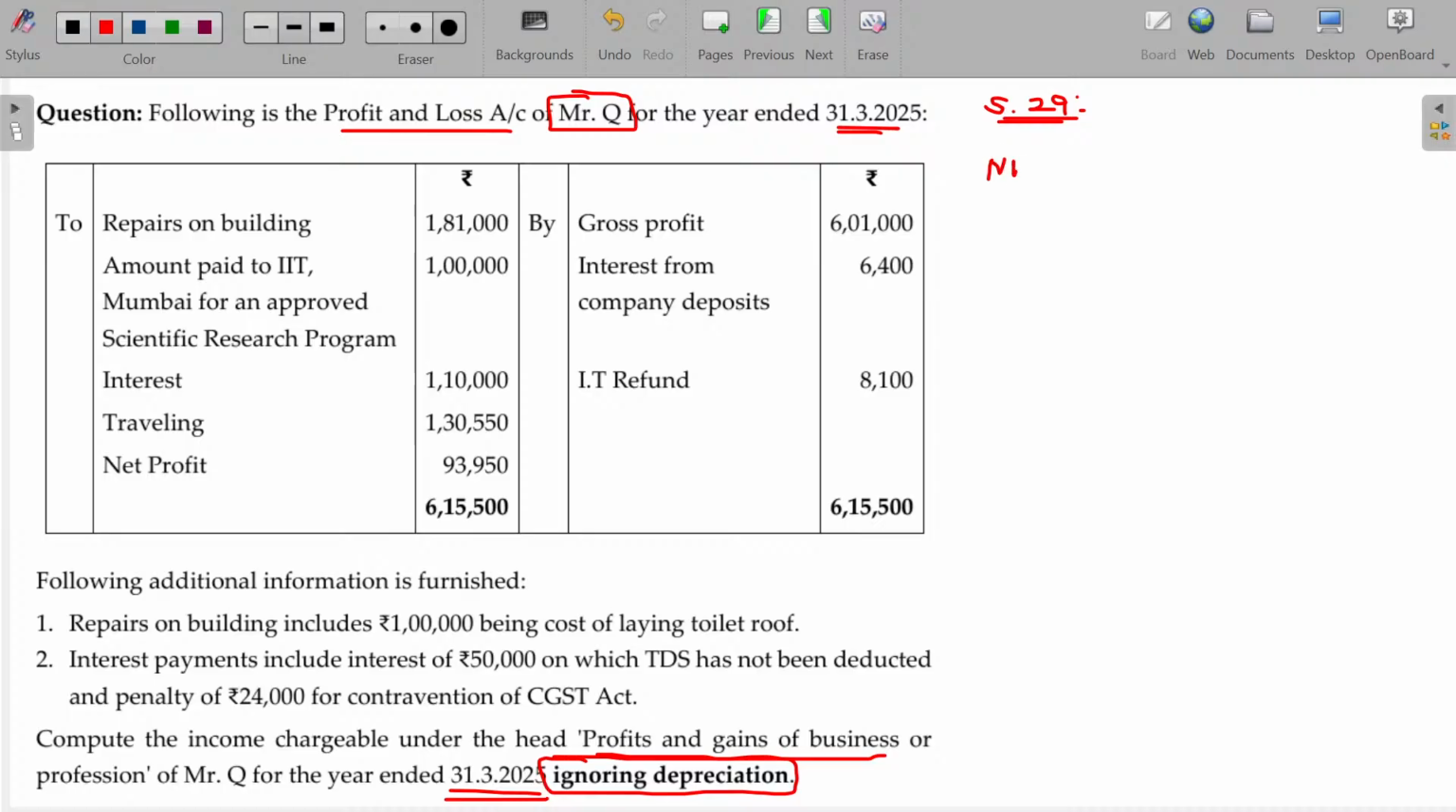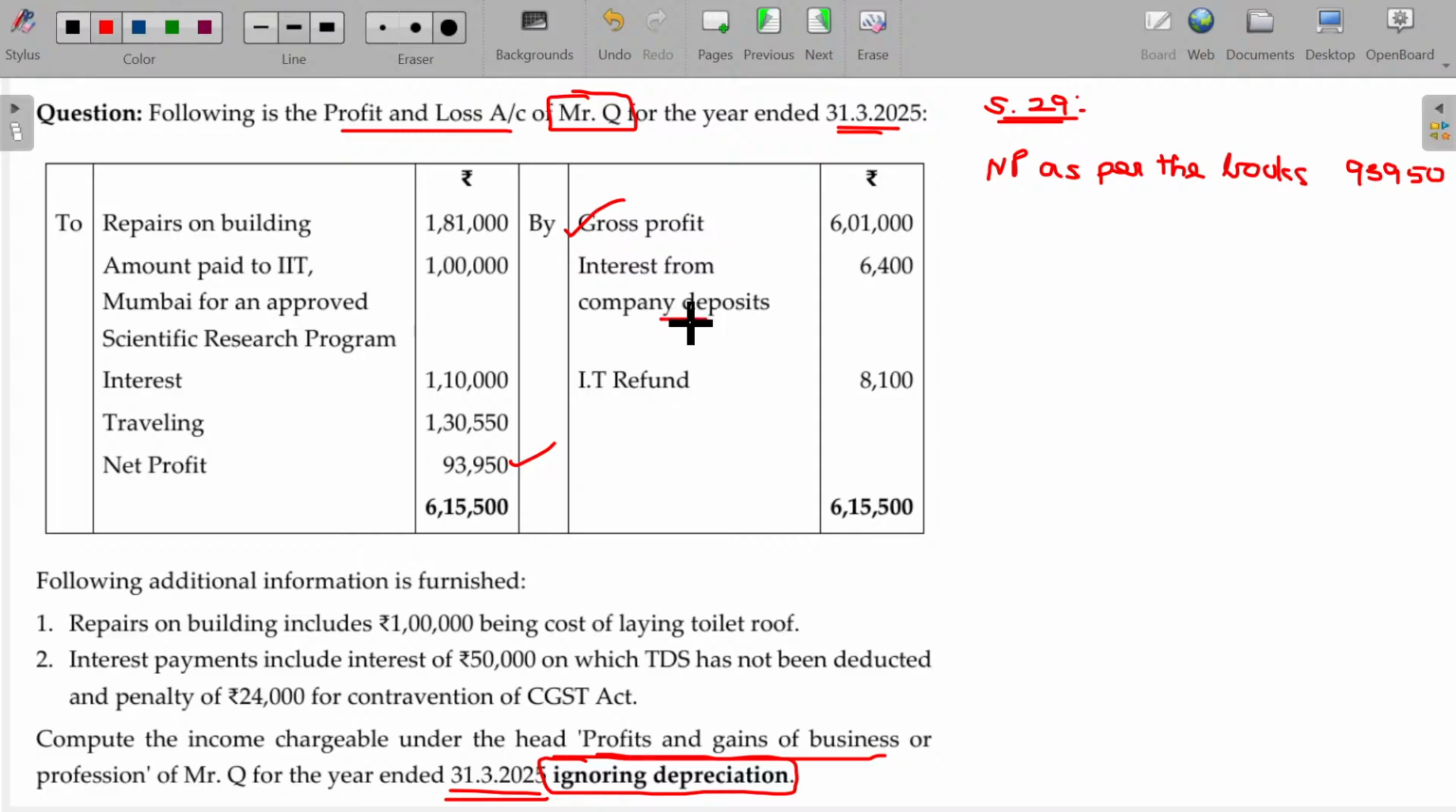We'll start with net profit as per books. How much is that? 93,950. Now do verification of all the items debited and credited in the P&L account along with the provisions we studied under sections 30 onwards. In the credit side, of course, gross profit as per PGBP, we calculated that, so it will not be a matter.